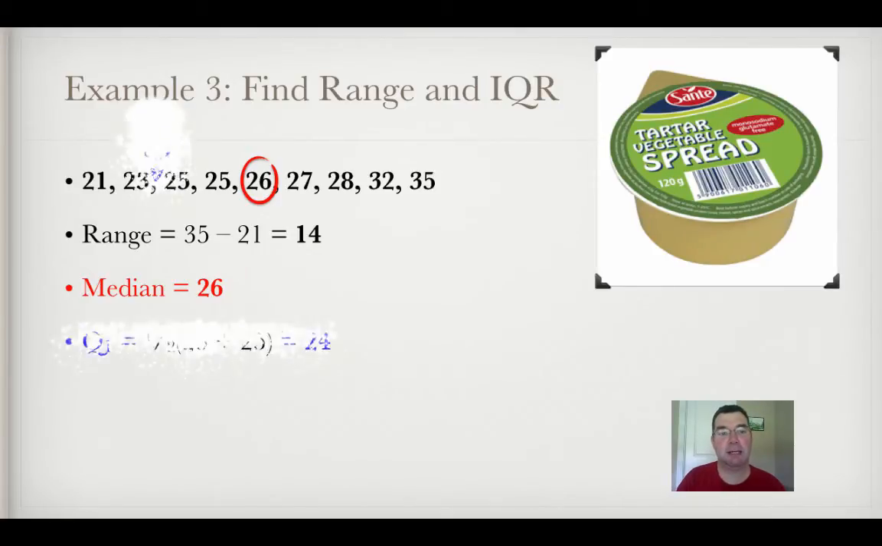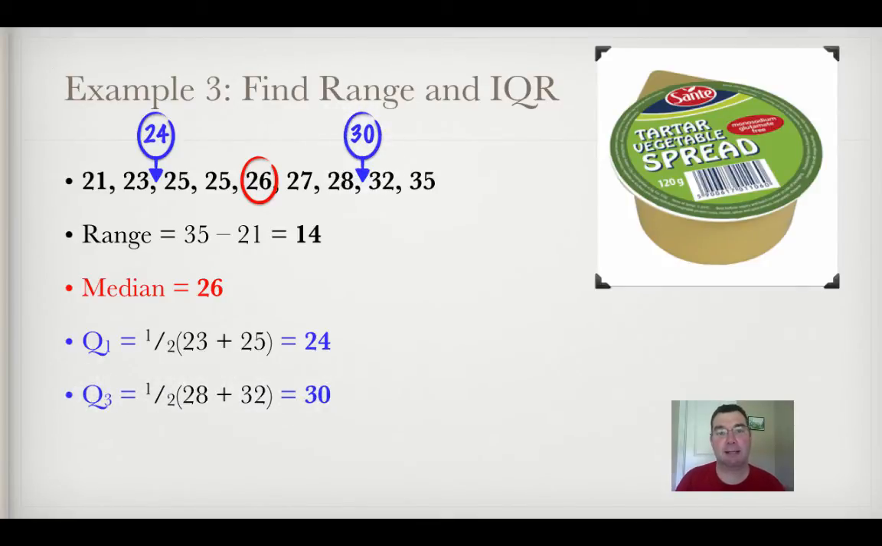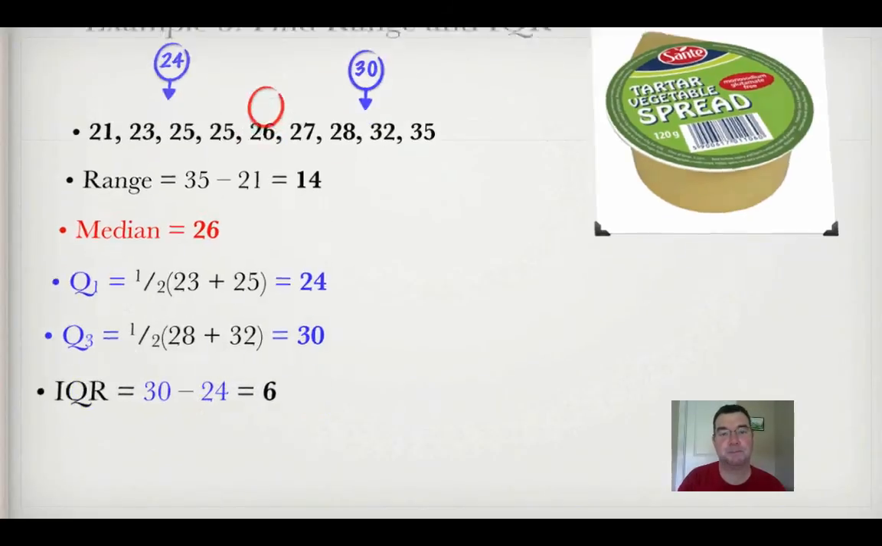So if I look at the median in the lower half, it's halfway between 23 and 25. Those are the 2 middle numbers in the lower half, so that's going to be 24. And if I look in the upper half, that set of 4 numbers, the 2 middle numbers are 28 and 32, and halfway between those is 30. So Q1 is 24, Q3 is 30. The interquartile range is the distance between those, which is 6.